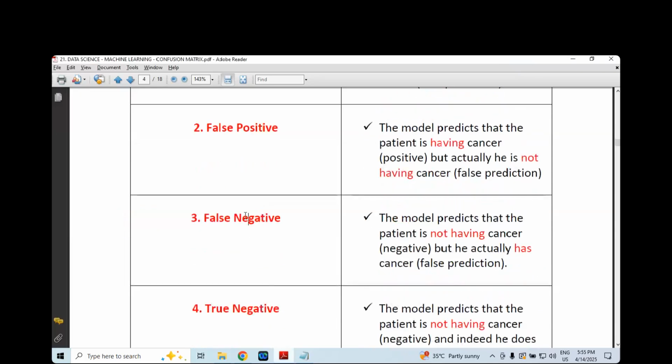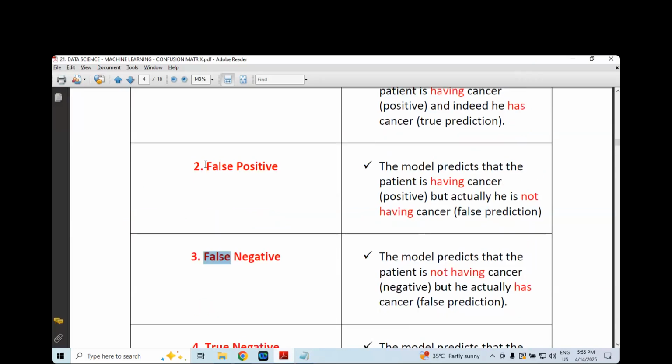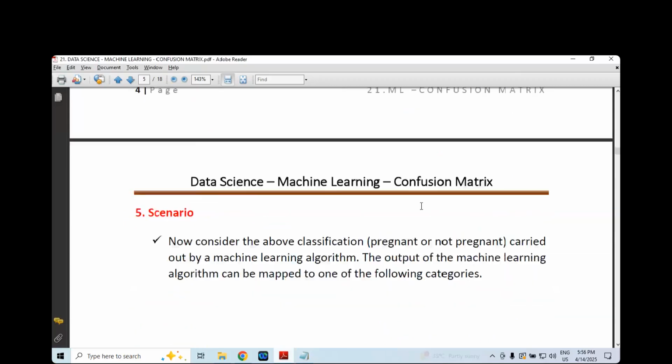Next one, false negative. The model predicts that the patient does not have cancer, but the patient actually has it. Here it is the opposite. The model is telling, no, he is healthy. But do you think he is healthy? No, sir, he is missing the medicine. These two problem statements are actually serious issues.